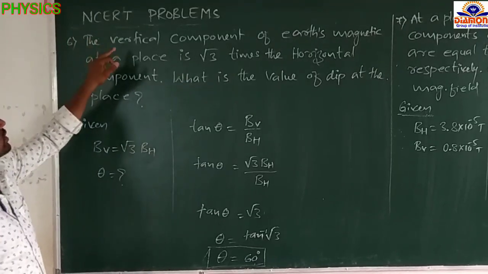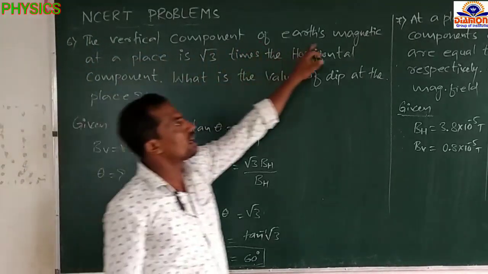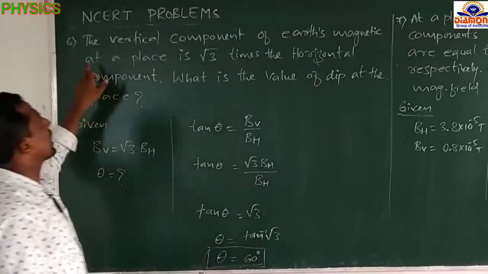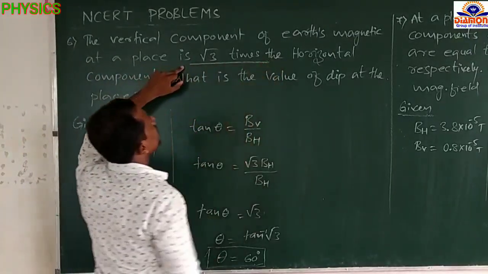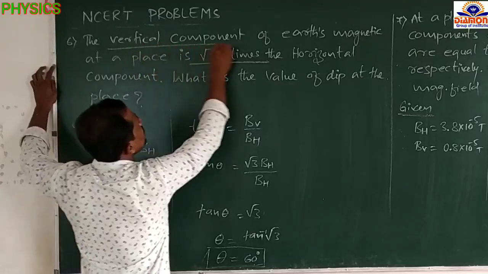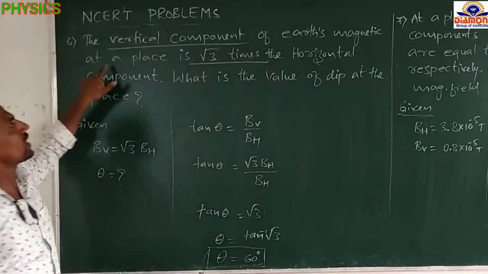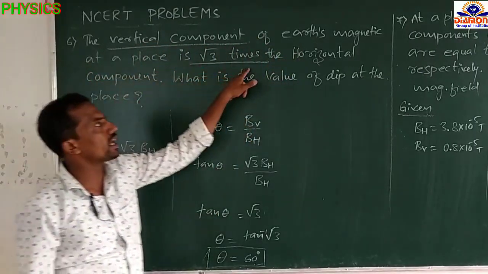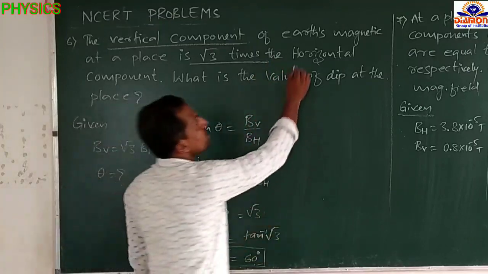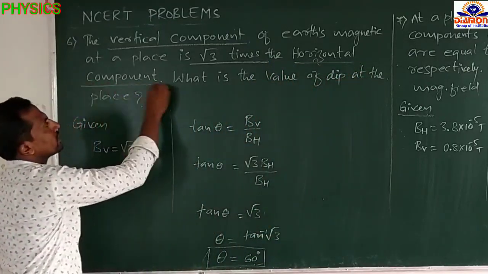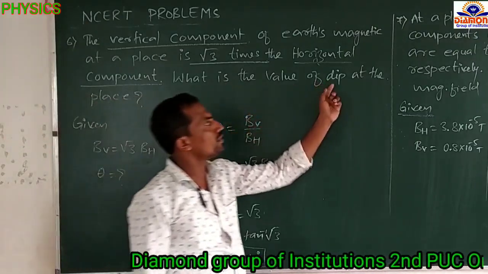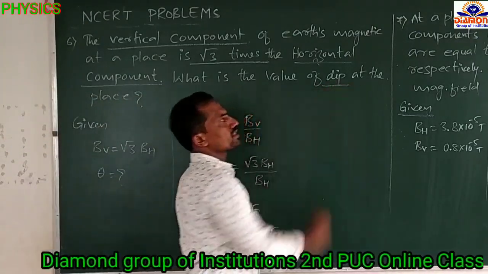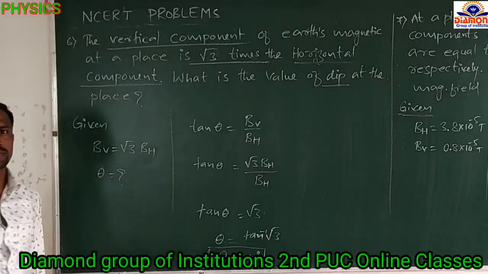The next one: the vertical component of earth's magnetic field at a place is root 3 times the horizontal component. What is the value of dip at the place?